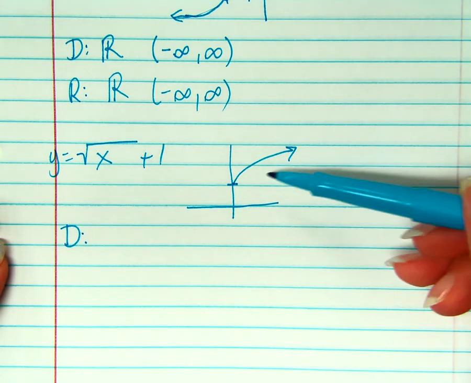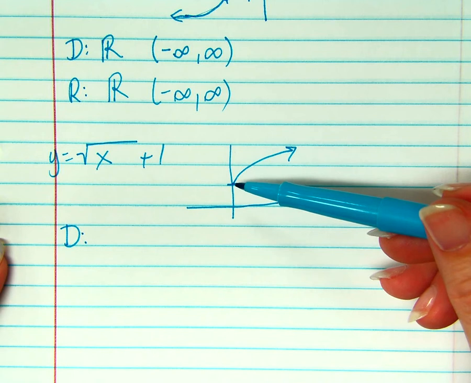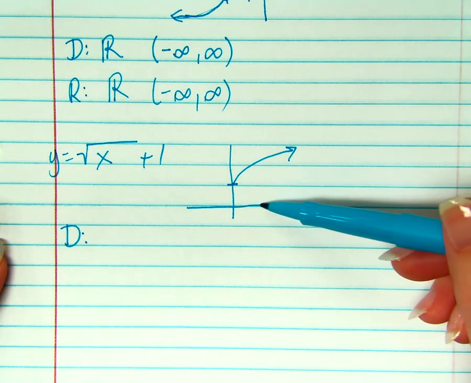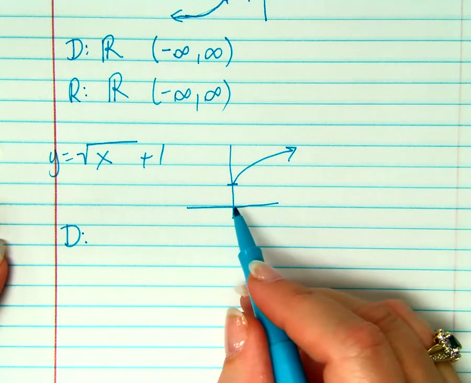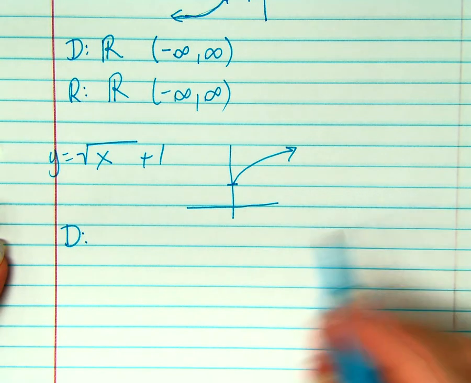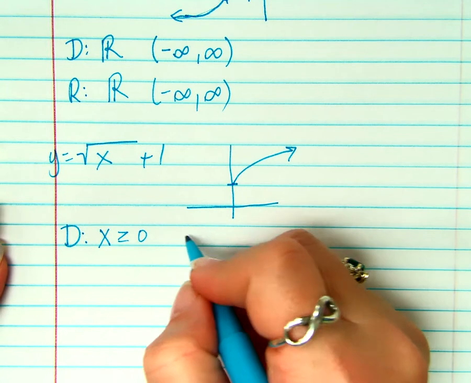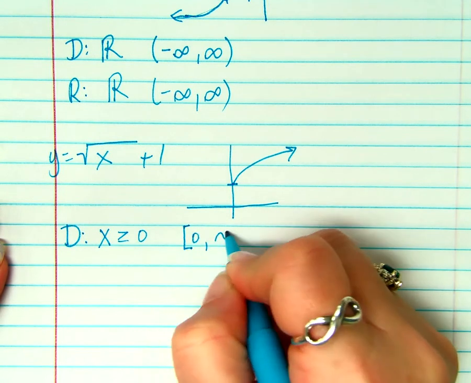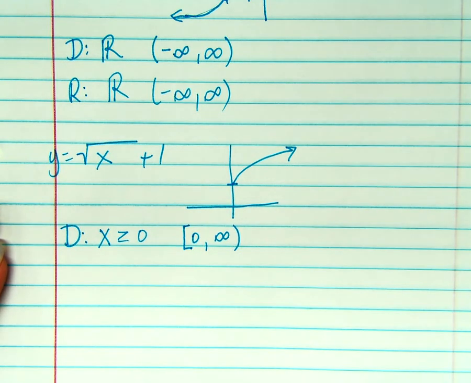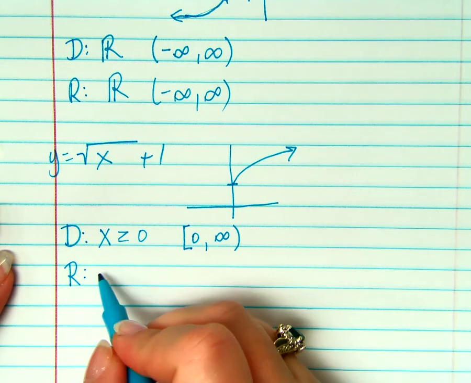So I want to make sure right now that we remember how to do that. How far to the left does this go? On the axis, how far to the left does it go? To 0, right? How far to the right does it go? All the way. So we can say x is greater than or equal to 0. Or we can say it starts at 0 and goes to infinity. What about the range? How far down does it go? To 1. How far up does it go? So how do I write that?